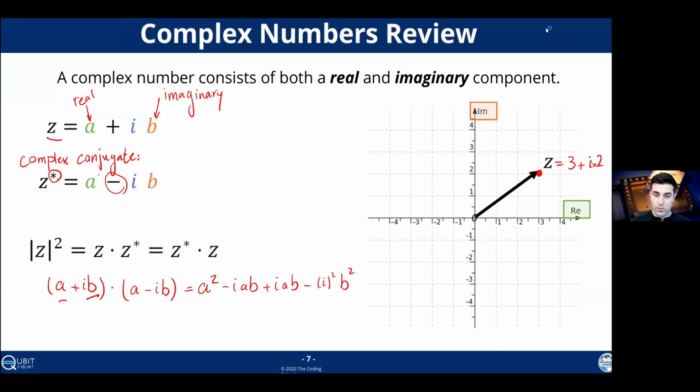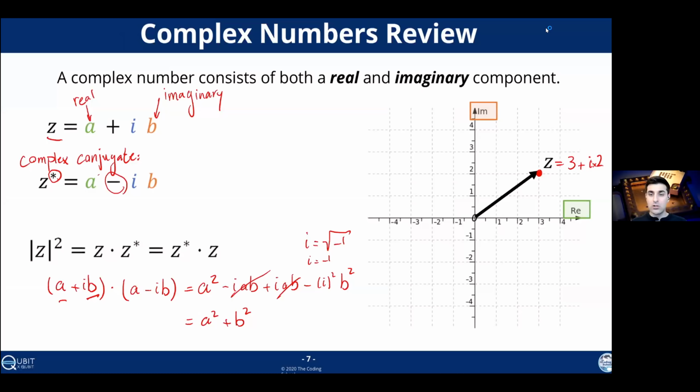Okay, so let's go through this one step at a time. So here, this minus iab and plus iab will cancel each other out. So I'm going to end up with a squared. And now, if you guys remember, the definition of i was square root of minus 1. And again, as a reminder, i squared would just be minus 1. And I have a minus sign there, so what I end up with is a squared plus b squared.